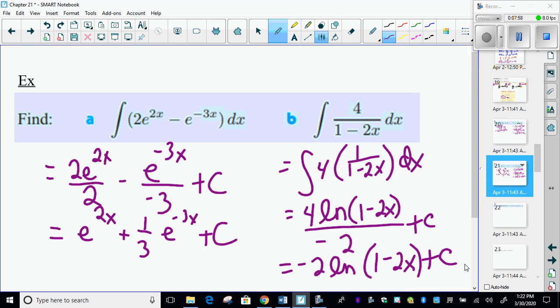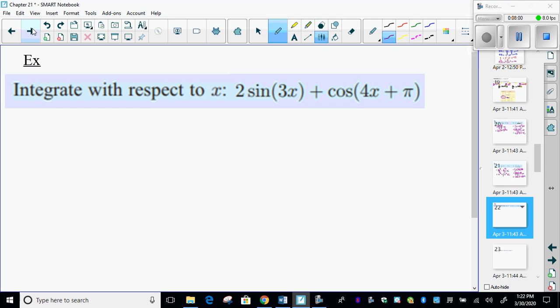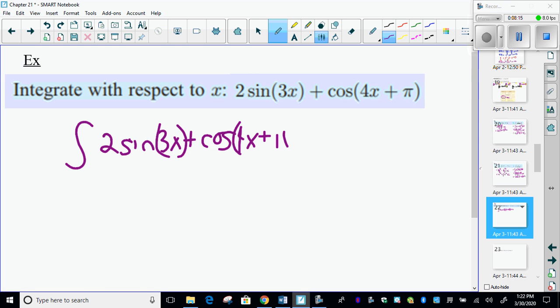And then the last one we're going to work on has some trig functions. So integrating with respect to x. So what does that mean? The integral of 2 sine of 3x plus 4, or plus cosine of 4x plus pi. Remember, pi is just a number, it's not x. So that's why we just have that linear function inside there.